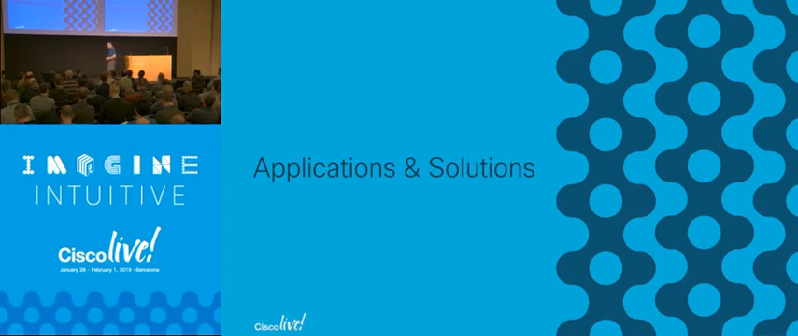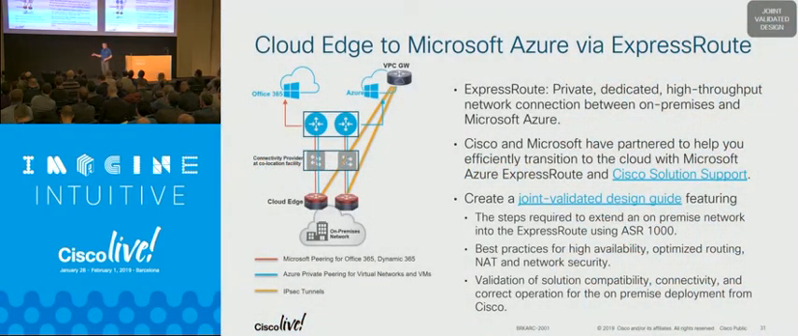All right, let's talk about the interesting part. This is where you can actually use your ASR 1000. We're going to talk about a couple of very new and very popular use cases. Let's start with the cloud edge. We said the cloud edge is the use case where you extend your WAN all the way to the cloud.